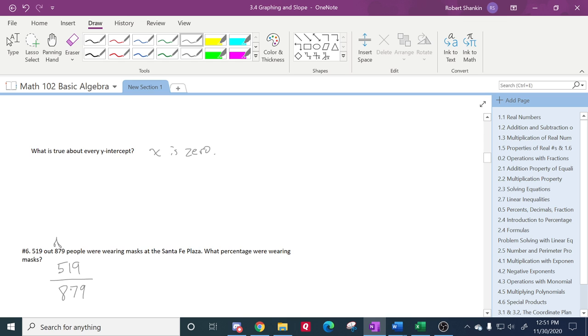Okay, now this fraction, you just punch it into your calculator, and it tells you 0.59 and some other digits, but we'll just call it 0.59. And that's converting fraction to decimal. The calculator does it for you. And then we convert that to percentage by moving the decimal 2 places to the right, inserting a percent sign. 59%, more than half of the people were wearing masks. Give me a little feedback on number 6, please.